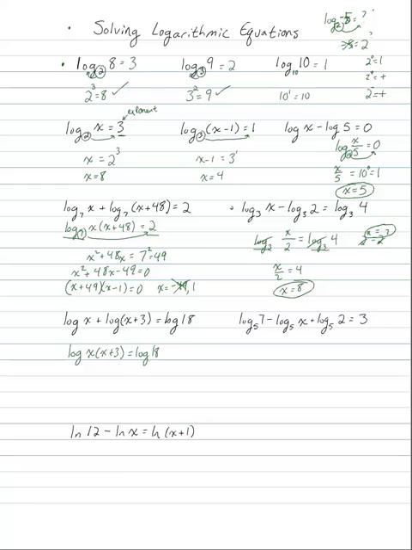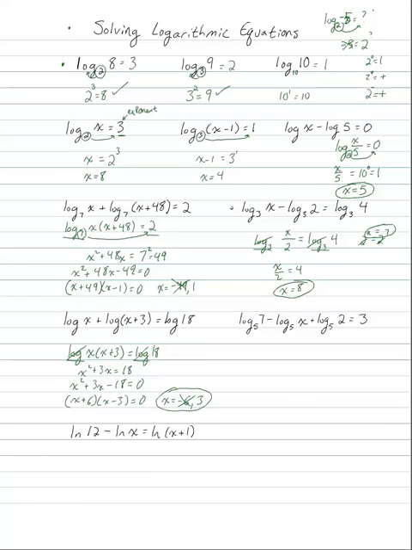Again, I have the exact same log on both sides, so I can just cancel them. Get x squared plus 3x equals 18. Quadratic, so I'll get everything over on one side equals 0. So x plus 6, x minus 3 equals 0. So x equals negative 6 and 3. And again, I can't have a negative, so my only answer is x equals 3.